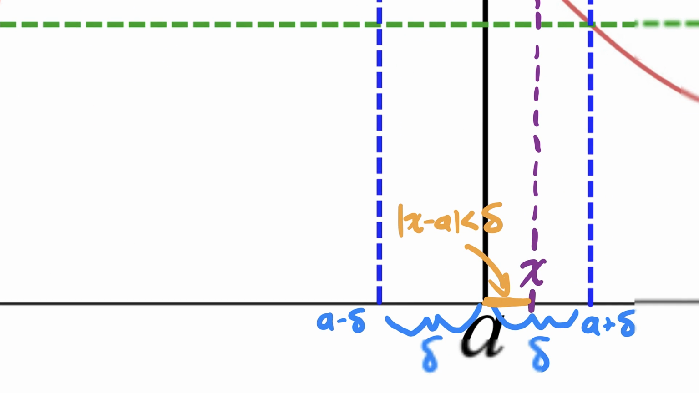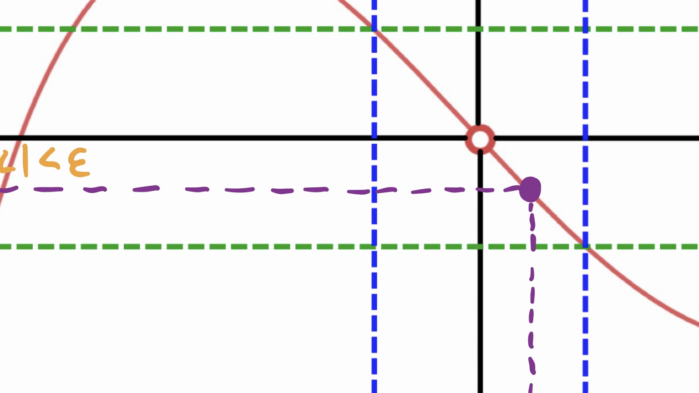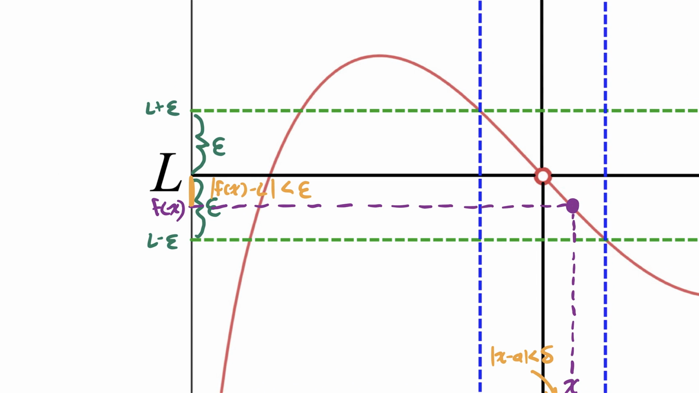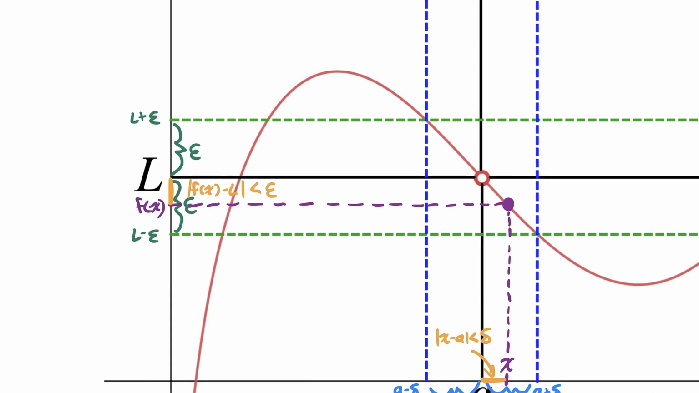And it wouldn't matter what x value I chose within this range. Any x value in that range is going to give us a point on the function within this range, and all of those points have y values within epsilon of the limit. So that's the formal definition of a limit. That's the Epsilon-Delta definition. Okay, great.